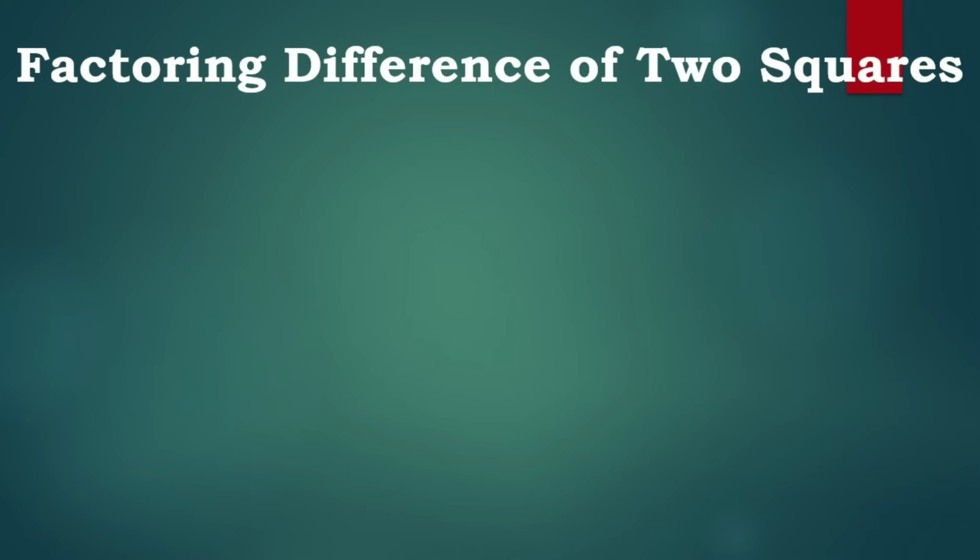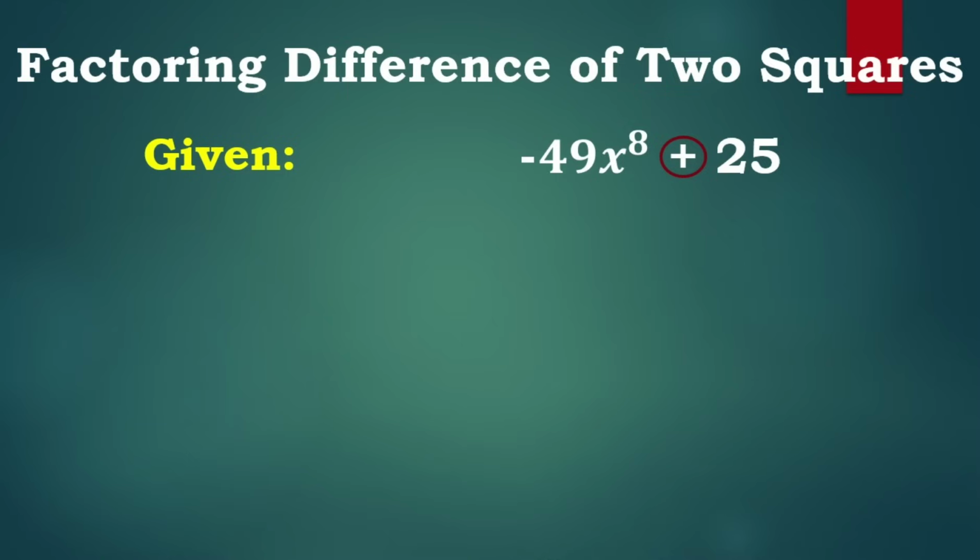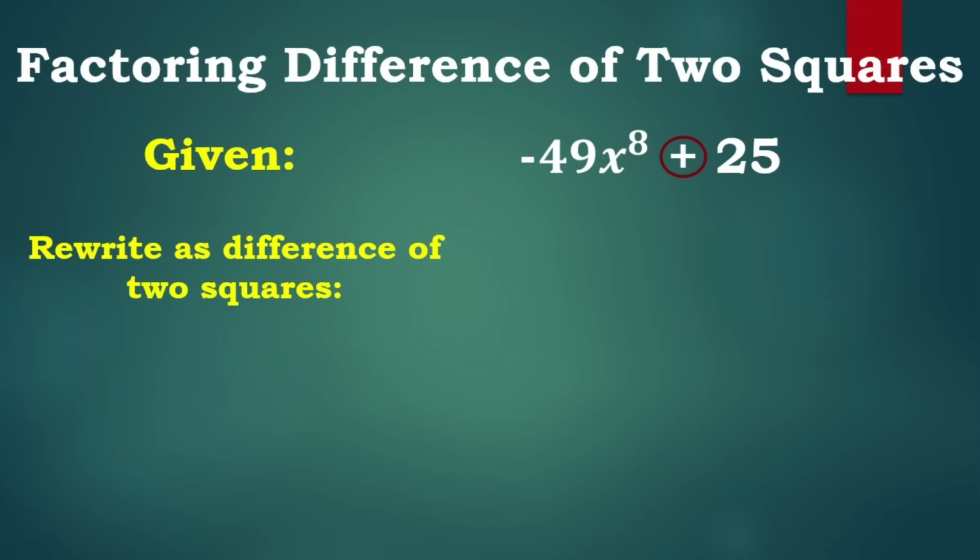Next, I have here negative 49x raised to 8 plus 25. So, sabi nga natin, dapat naka-difference of two squares muna. But as you can see, ang nakalagay dito ay plus. So, it's not the difference of two squares. So, rewrite muna natin siya as difference of two squares. Therefore, we will have 25 minus 49x raised to 8. Nire-arrange lang natin siya. So, nilipat lang natin si 25 and negative 49. So, we now have the difference of two squares. Take note ha, dapat minus siya bago tayo mag-factor.